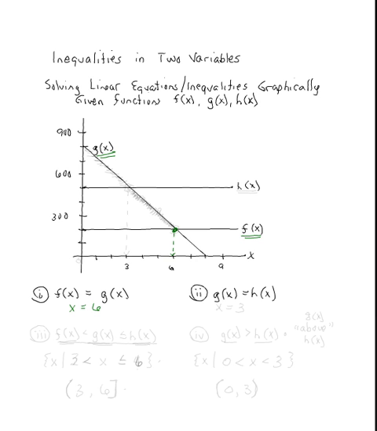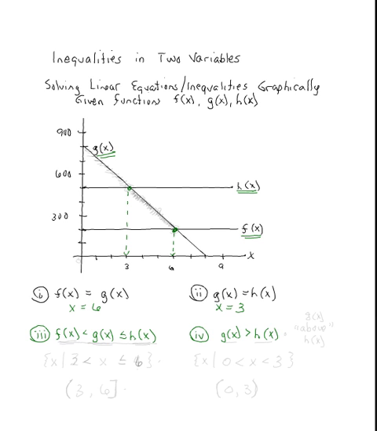Similarly, if I want to know where does g of x equal h of x. H of x is this constant function. G of x, decreasing, I can find the point of intersection for those two, and that point corresponds with where the value of x is equal to 3. So we know the solution here must be 3, or we can write x equals 3.